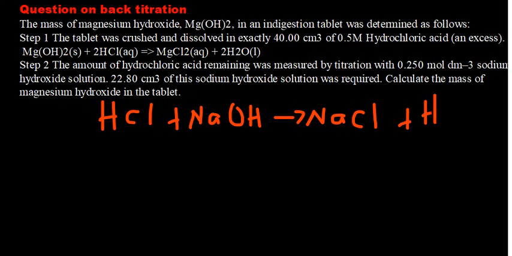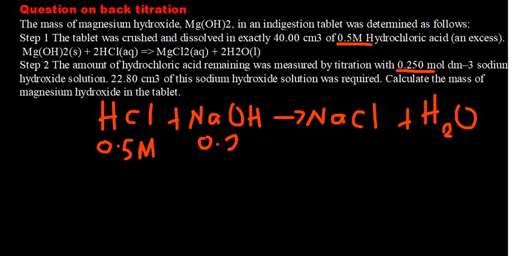Now if you look at this question, what information have we been given? For HCl, from the first statement, its concentration is 0.5 molar. Then what is the concentration of sodium hydroxide? It was 0.25 molar. These are the concentrations. We've also been told that a volume of 22.8 of sodium hydroxide was required.